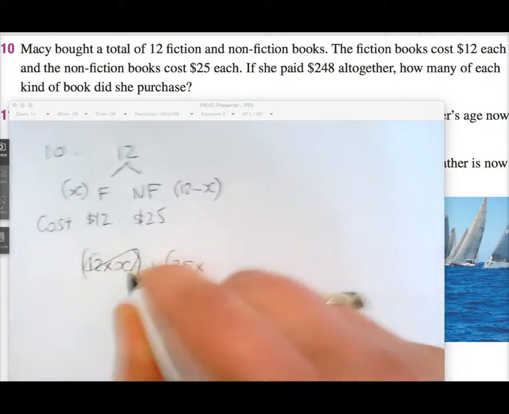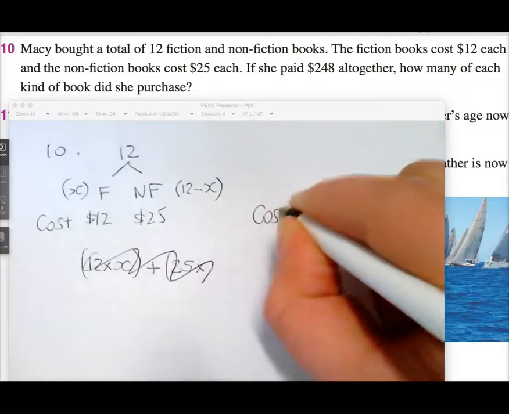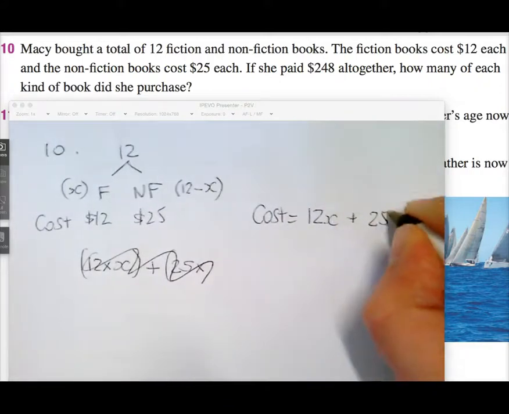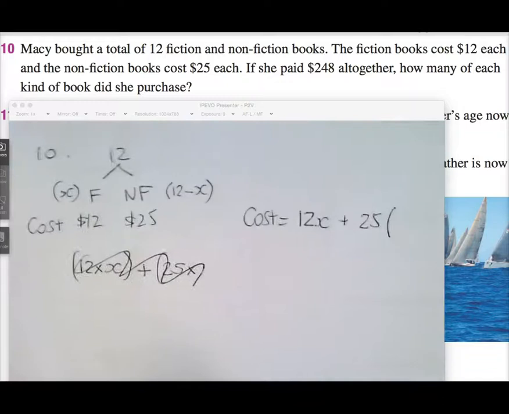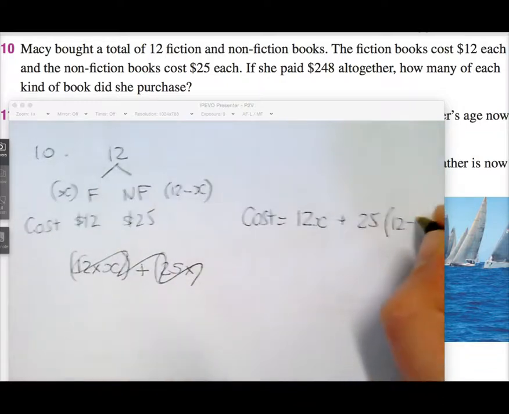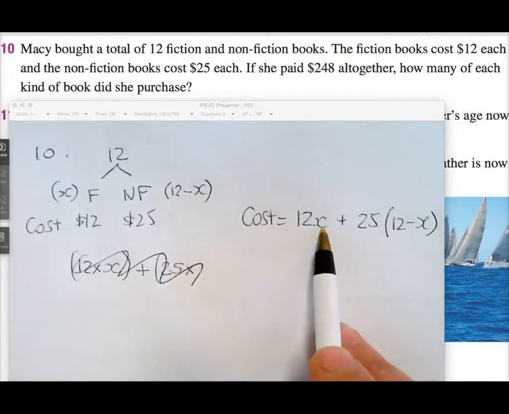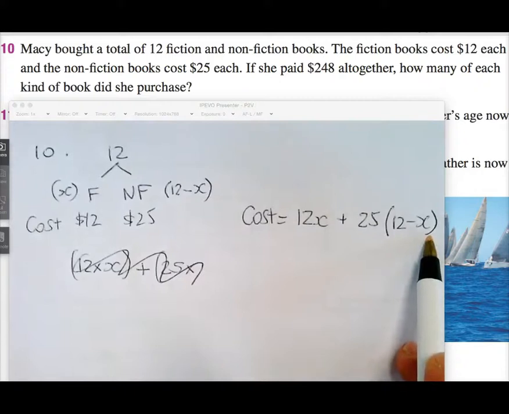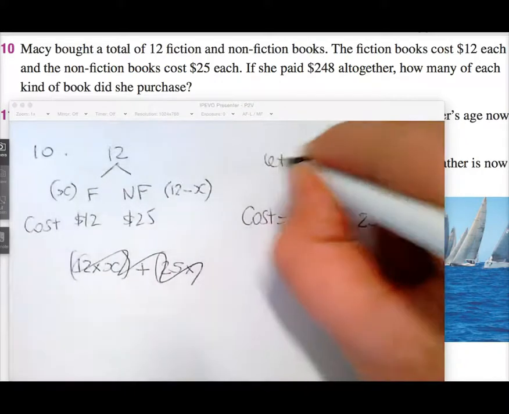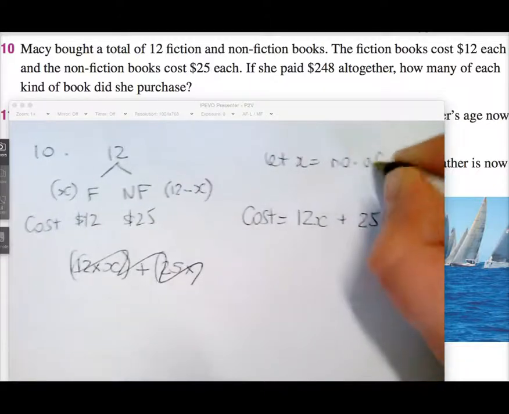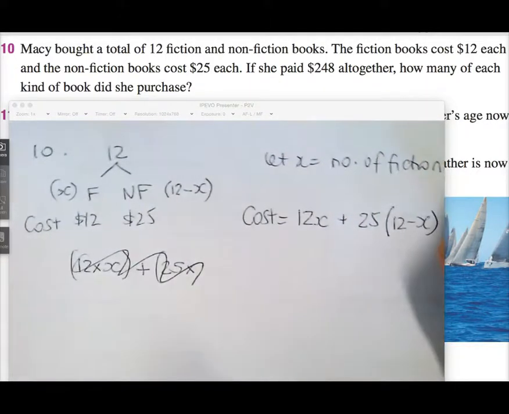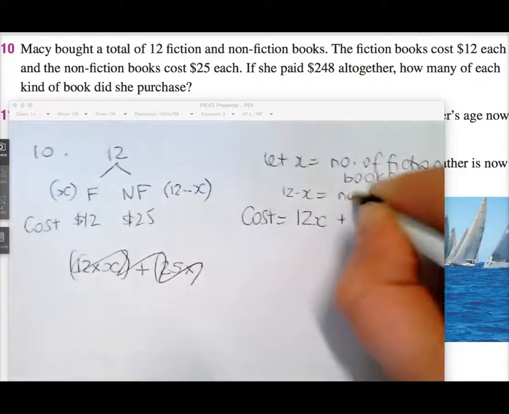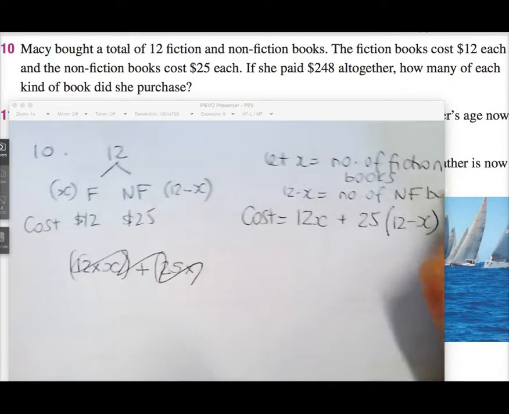Now, all right, no brackets. So the cost is 12 times X, can I just write 12X, plus 25 times, why am I putting a bracket? Times 12 minus X. So it's $12 times how many fiction books, plus $25 times how many non-fiction. Does this make sense? So in this one, we let X equal the number of fiction books, and therefore 12 minus X equals the number of NF books.